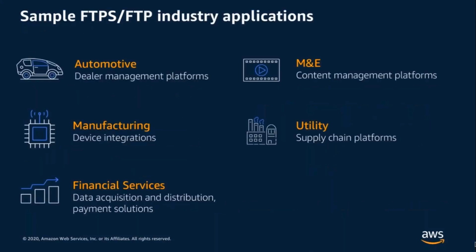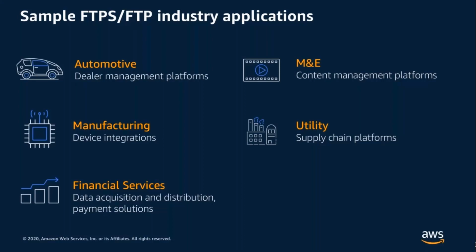Some of the example applications that use these protocols are, for example, in the automotive industry, where dealer management platforms may only have access to use FTP. In manufacturing, some of the device integrations are done via FTPS and FTP. If you're in the financial services industry and want to add yet more data acquisition methods beyond SFTP, you now have more choices so that you can increase your data provider access. Or if you want to distribute data, you now have even more options to offer to your subscribers when they want to use your data.